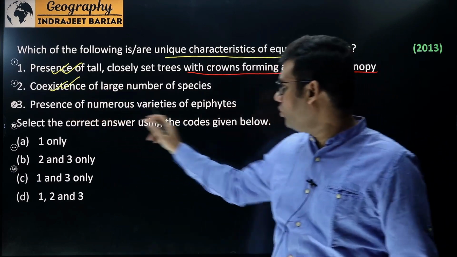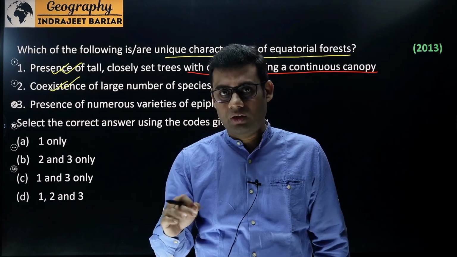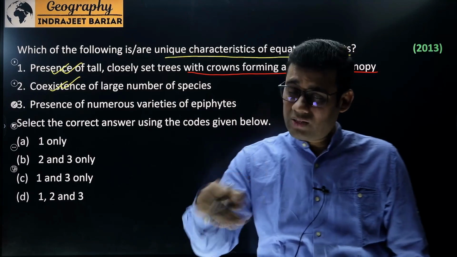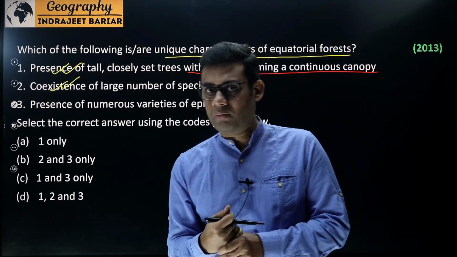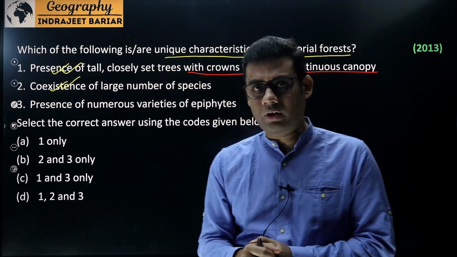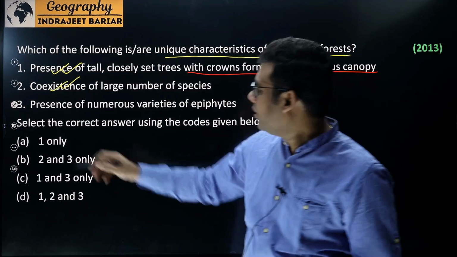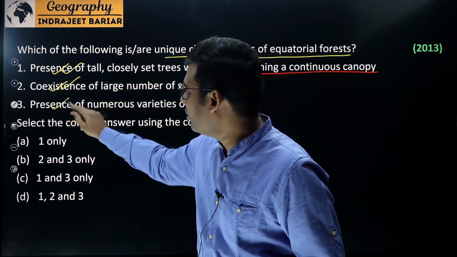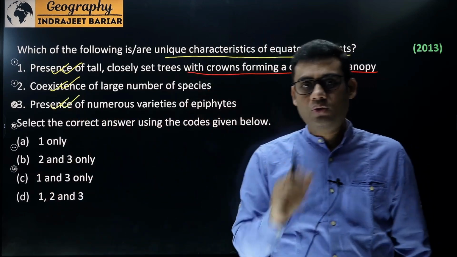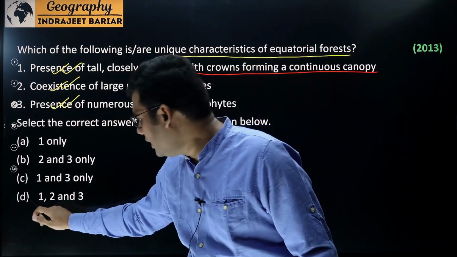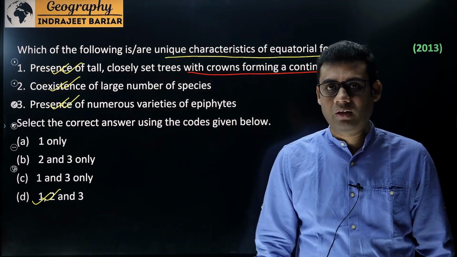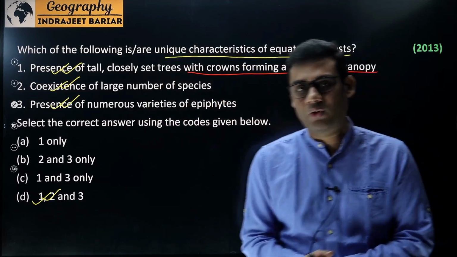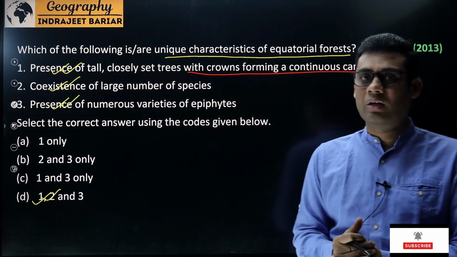Third, presence of numerous varieties of epiphytes. Just now we have discussed epiphytes as well as lianas. There is a huge variety of them and they are a major feature of equatorial rainforest, which means presence of numerous varieties of epiphytes. This also is a correct statement. And so our answer becomes D, that is 1, 2 and 3. So this is the solution for this question from climatic zones.